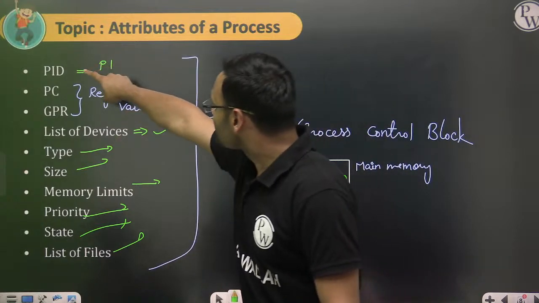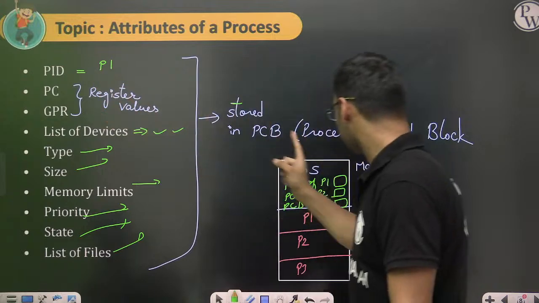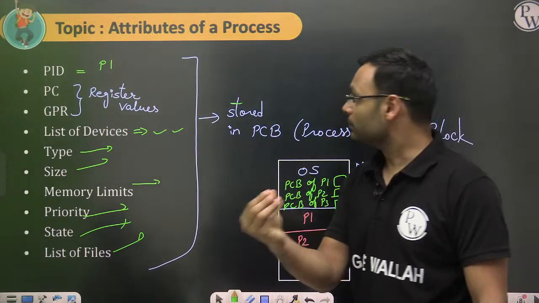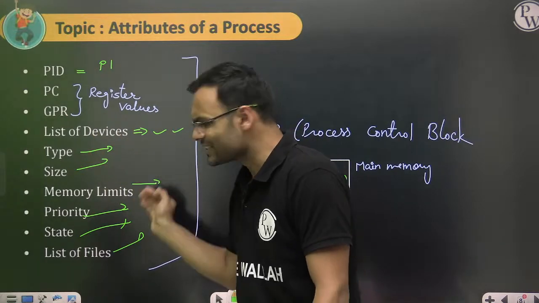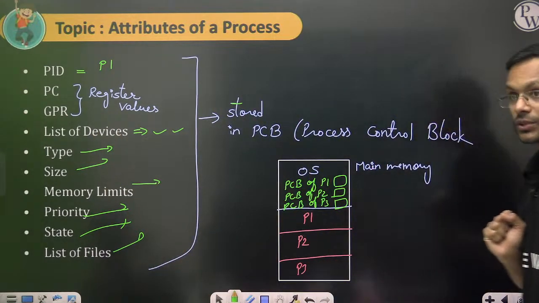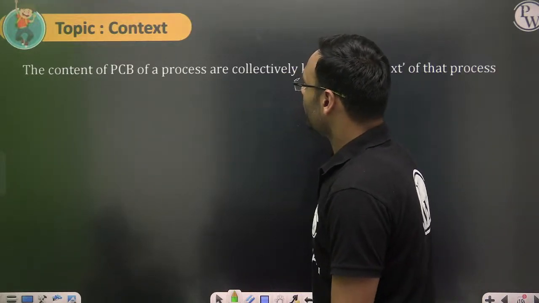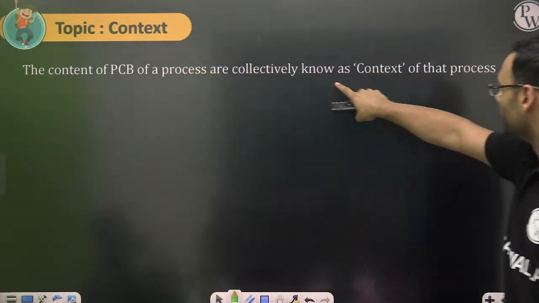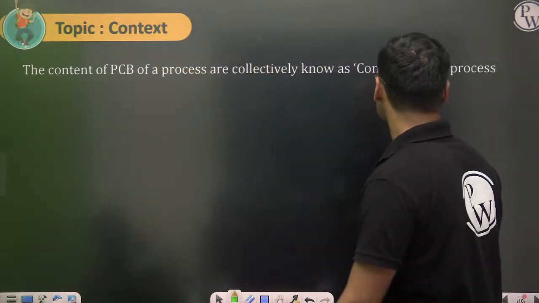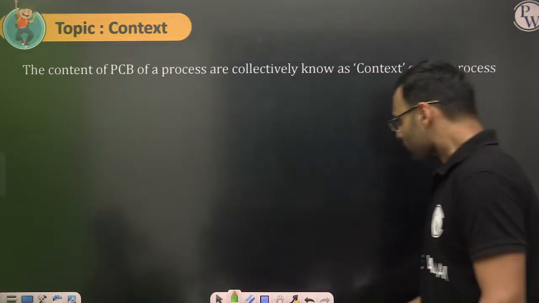Sorry. So I'm saying that whatever the values of these fields we have here in the PCB, that collection, the PID is this, PC value this, GPR this, list of devices this, type this, size this, all those values of a PCB are called the context. Context is nothing but the content of the process control block of a process, collectively called the context of the process. At a time, whatever these values are is called a context. Okay, now what happens?